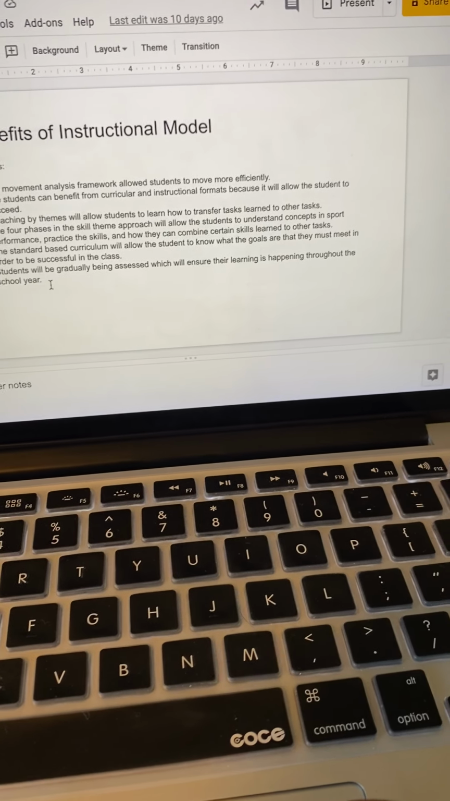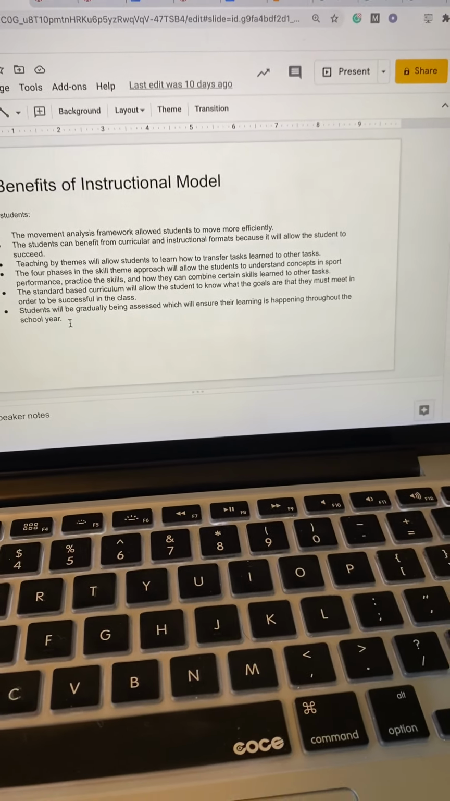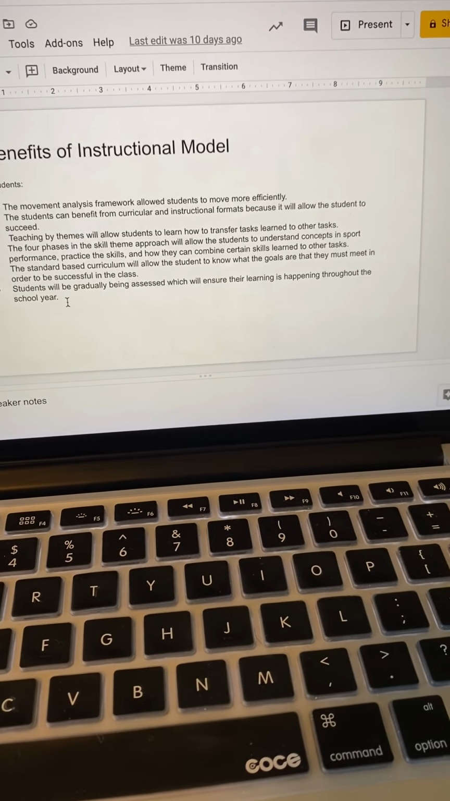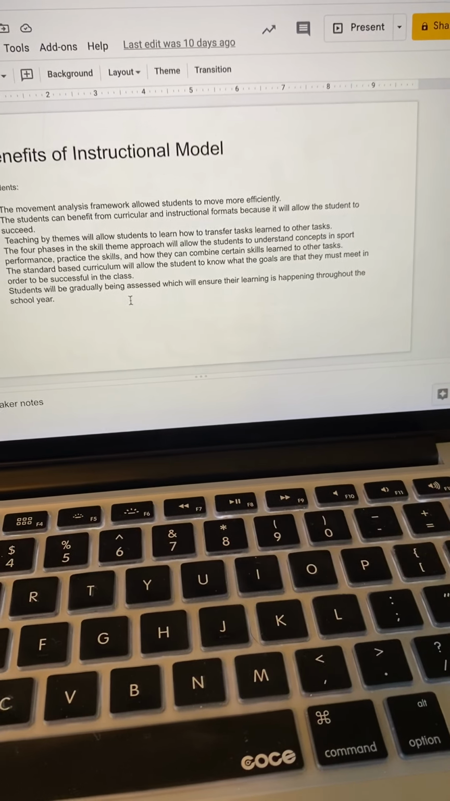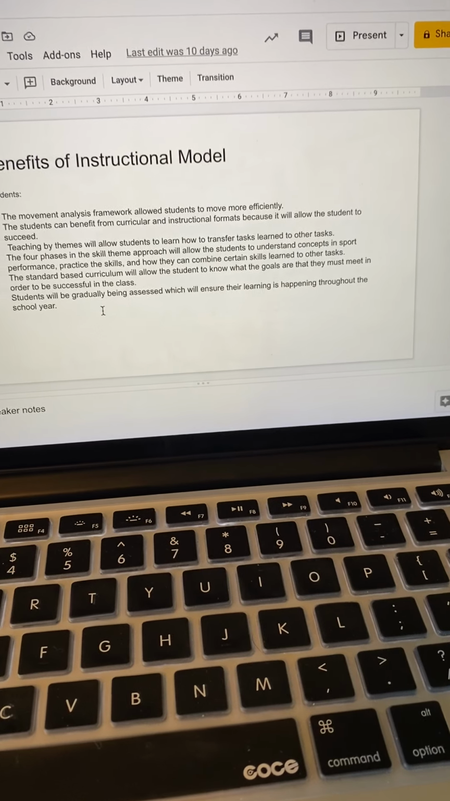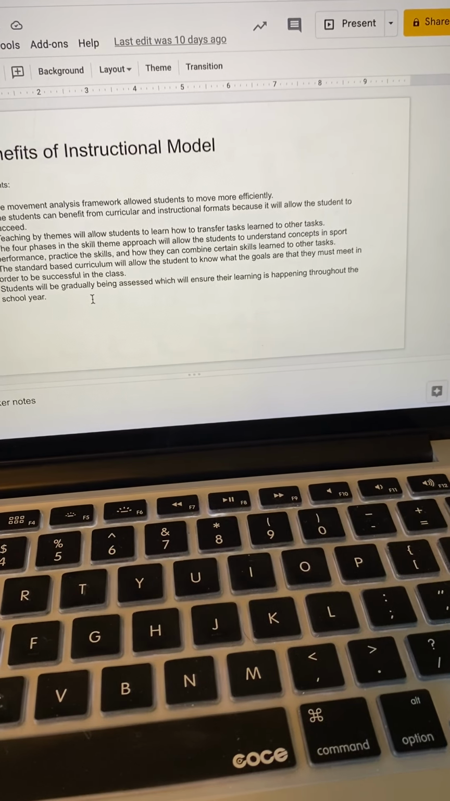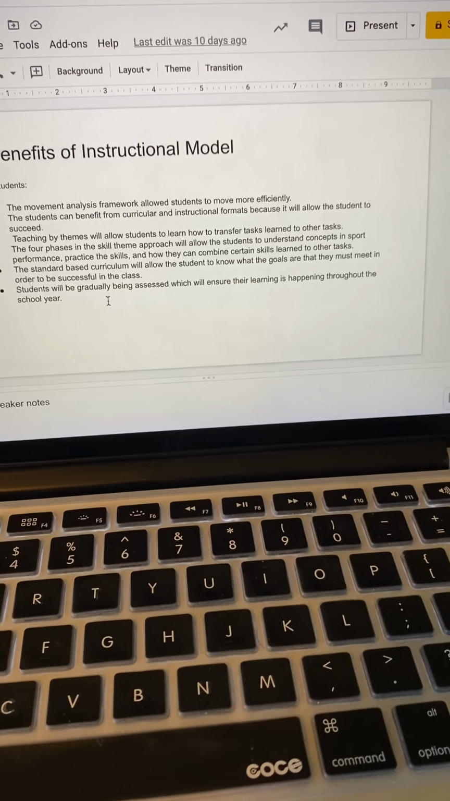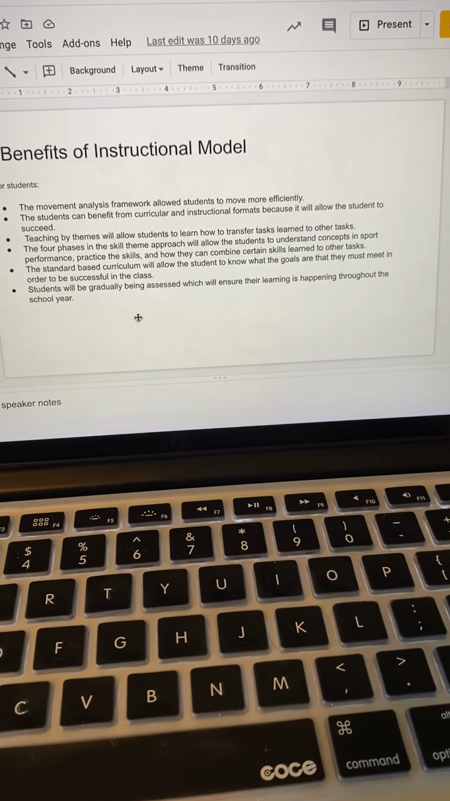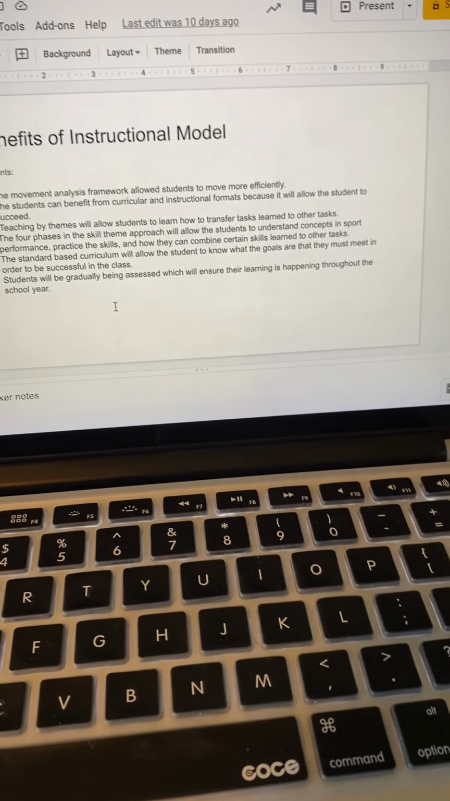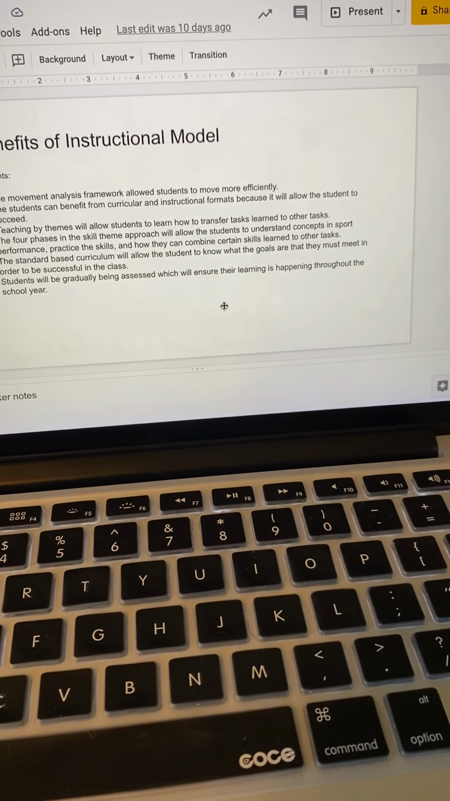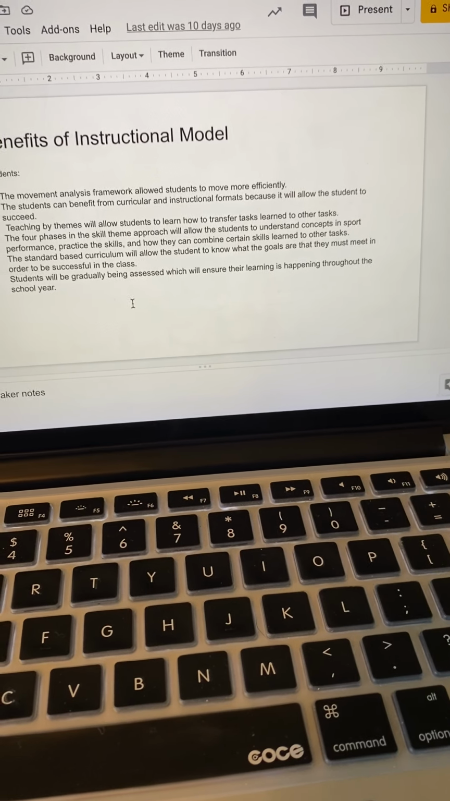Teaching by themes will allow students to learn how to transfer tasks learned to other tasks, which is also extremely important. The 4 phases in the skill theme approach will allow the students to understand concepts in sport performance, practice the skills, and combine certain skills learned with other tasks. The standards-based curriculum will allow the students to know what the goals are that must be met. Students will gradually be assessed, which will ensure that learning is happening.